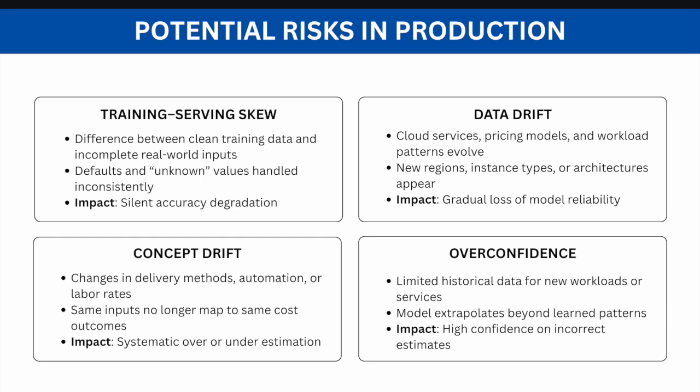There could be concept drift. I mean, changes in delivery methods, automation, and labor rates over time, and some inputs no longer map to the target variables in recent times. So there will be systematic underestimation or overestimation, and we should look into that. Sometimes our model can be overconfident about the data or the quotation it has generated. Because of limited historical data for new workloads and services, the model extrapolates beyond learned patterns, and sometimes overfits our data. So we have to take control of that and periodically audit to check the model efficiency.